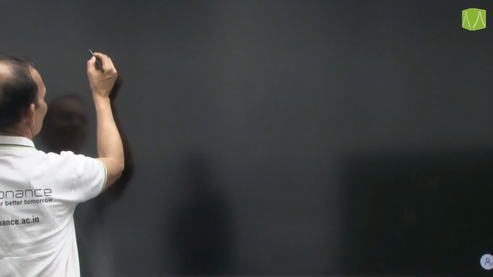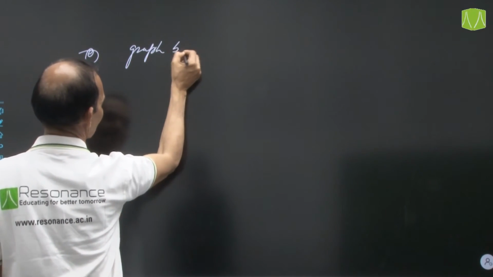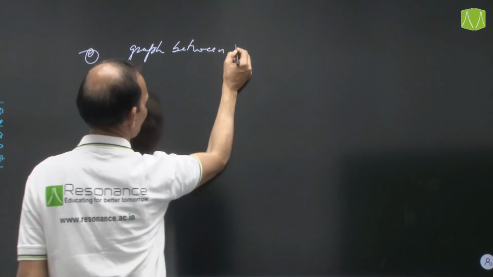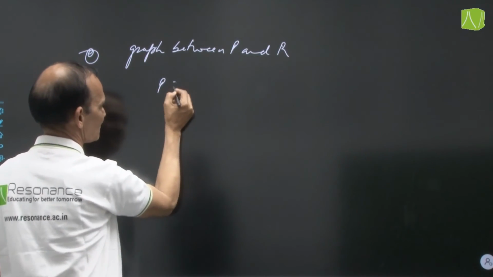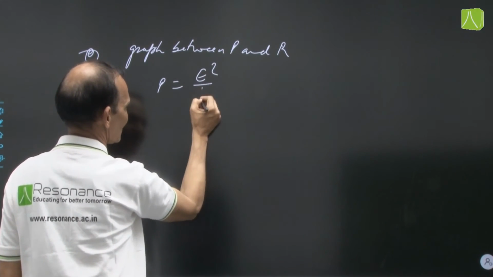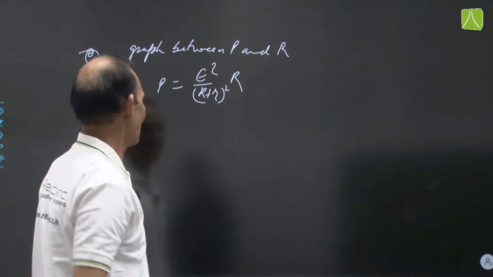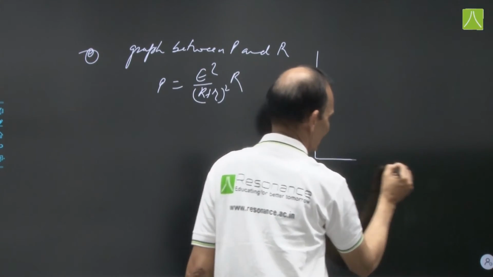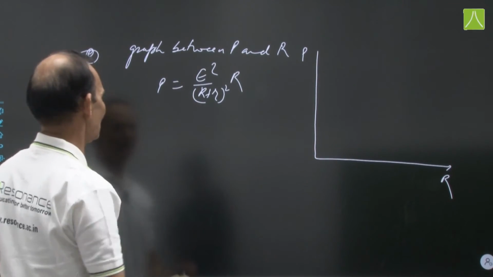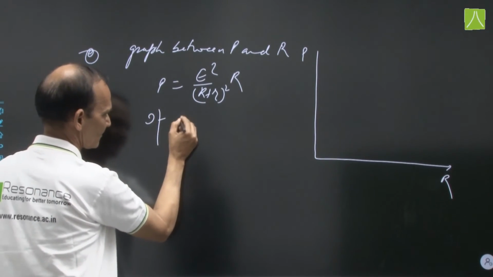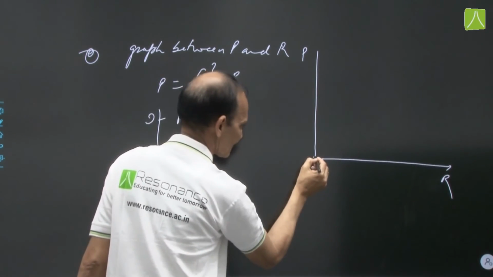That is the E part, the graph between P and R. We know that P equals E square upon (R plus r) whole square into capital R. We have to plot the graph between P and R. R is the load, P is the power. Think about it, if R is equal to 0, then what is the value of P? It will be 0, this point.